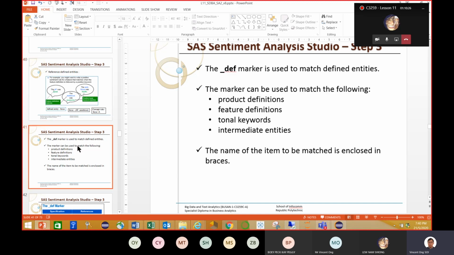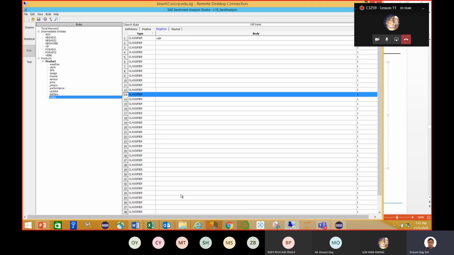Okay. So I want to talk about this marker. Now, why this marker? This marker is used to define an entity. I think I've probably done something just now again. Never mind, I'll just show you.